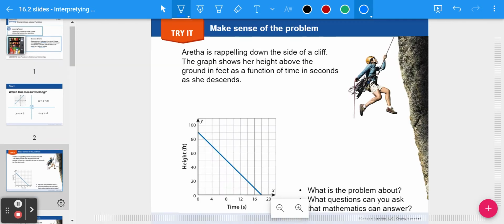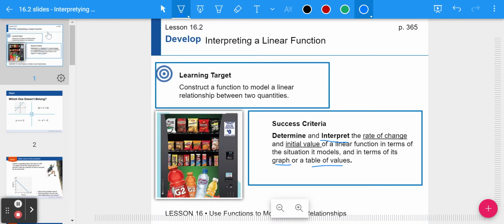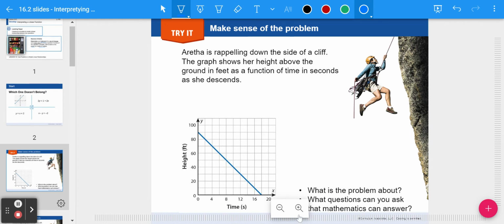So let's look at our problem of the day. This is beginning on page 365. So if you go to page 365 in your book, you can take notes here. Let's read through this problem. It says Aretha is rappelling down the side of a cliff. Rappelling, I forgot how to pronounce it. Yeah, it's definitely rappelling. The graph shows her height above the ground in feet as a function of time in seconds as she descends down that cliff.